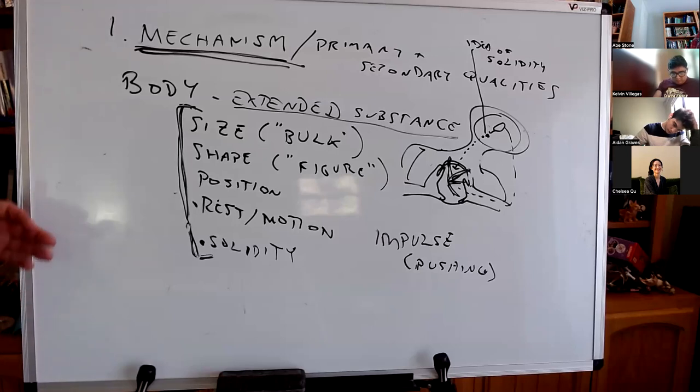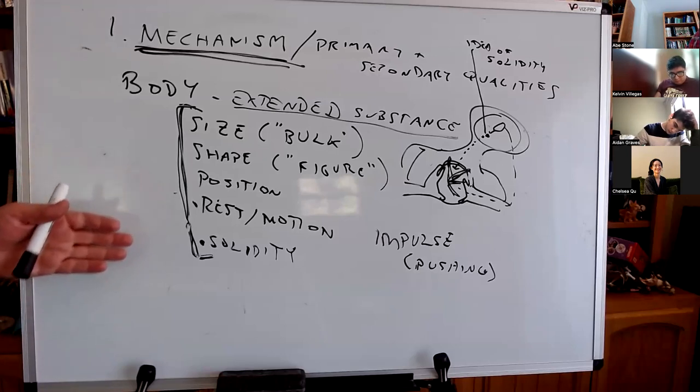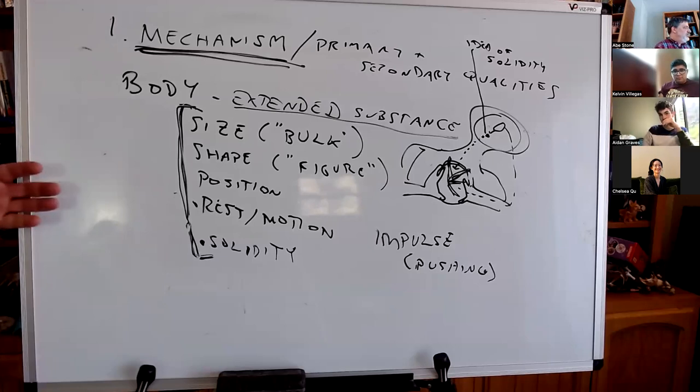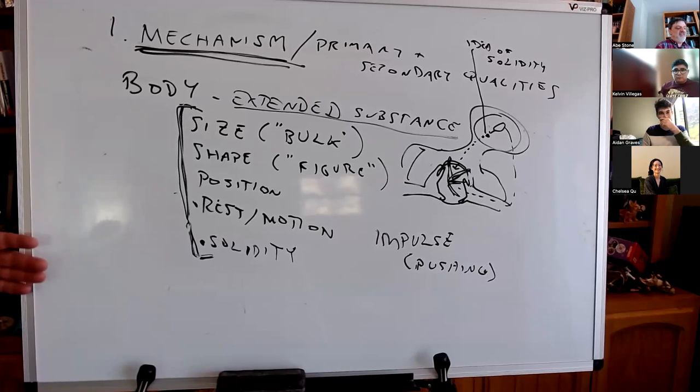So what does it mean that these properties are really in the body? What does it mean that these other qualities like white and hot and cold are not really in the body? He has his own interpretation of this mechanistic principle, and he has his own justification for it, an explanation for why we should think this is true.